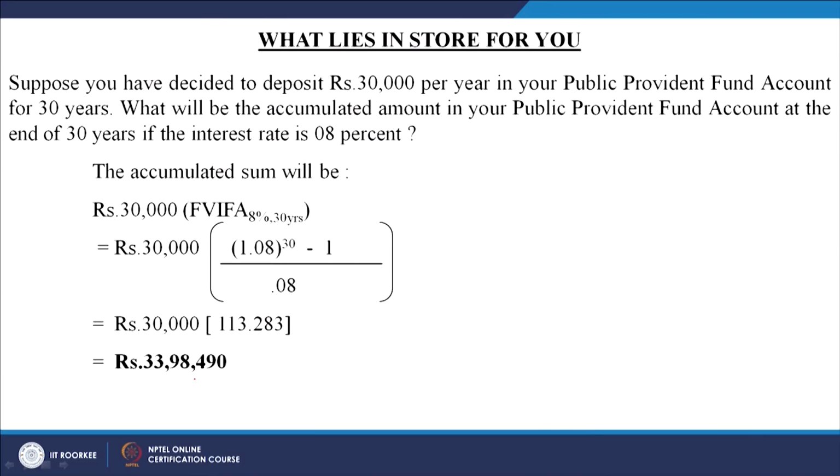This you have to calculate with the help of the future value interest factor for annuity. There you can apply the model and put the values in it, but for simplified purposes you take this amount and multiply it by the interest factor. If you look at the table, that interest factor becomes 113.283 and the total amount becomes 33 lakh 98,490, right. So, this is one very important question which we can answer with the help of the future value interest factor for annuity.